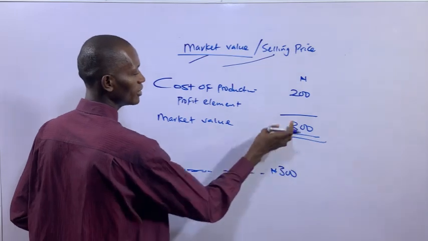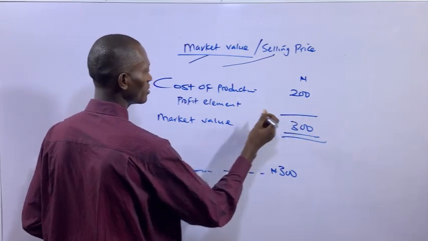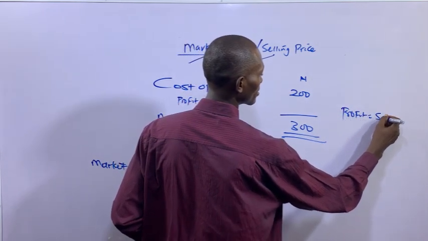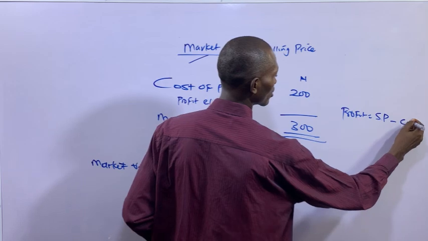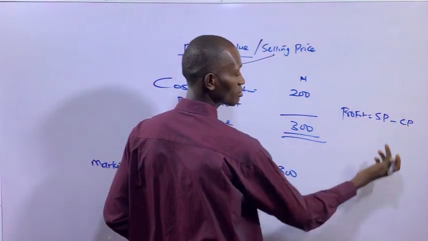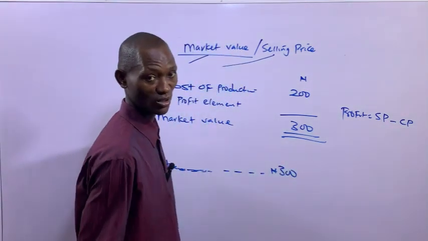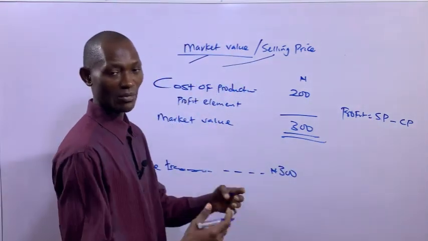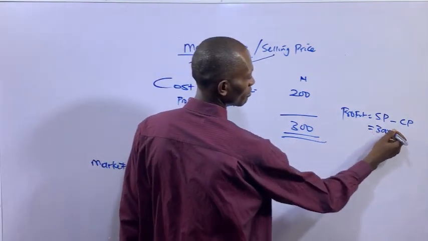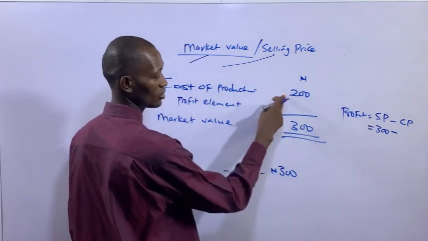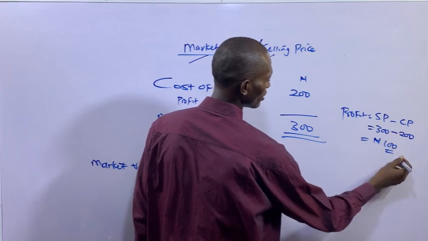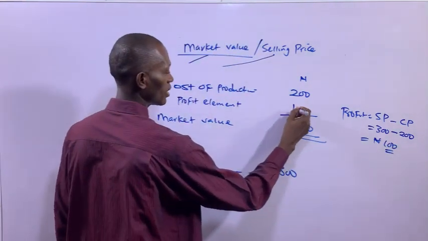Then, to get your profit elements now, profit is, don't forget, selling price minus cost price. That's your profit. Or market price minus cost price. Cost price is the same thing as cost of production. Selling price is the same thing as market value. So your selling price there is 300 minus your cost price, which is cost of production, 200. So 300 minus 200, that gives you 100 naira. So that's how we get our profit. So our profit is 100.